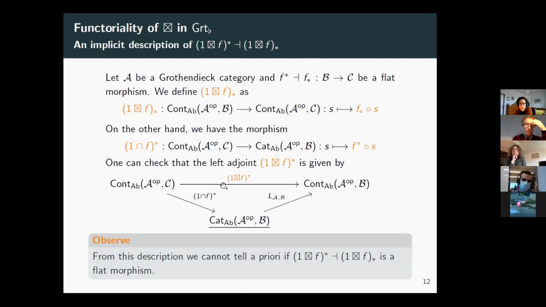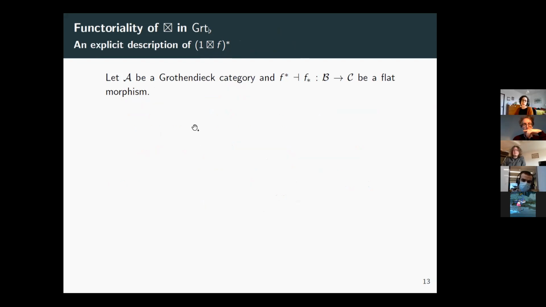But the problem is, from this description, it is very hard to see whether this is actually left adjoint. Sorry, left exact. That's what we want. We have an adjunction, but we want the left adjoint to be left exact in order for it to be a flat morphism. So a priori it's hard to say. So we need a nicer description of this in order to see that this is really left adjoint, which is left exact. And how do we do it?